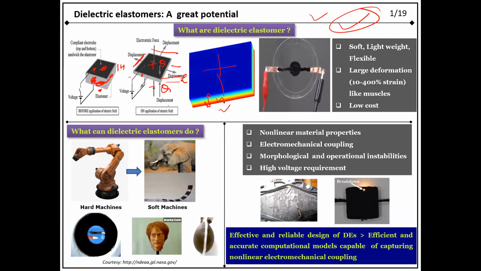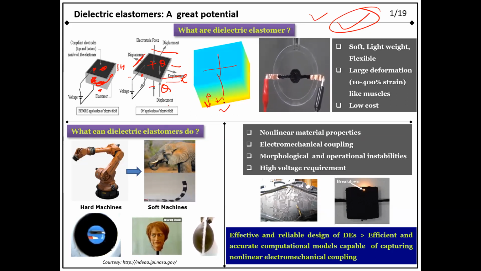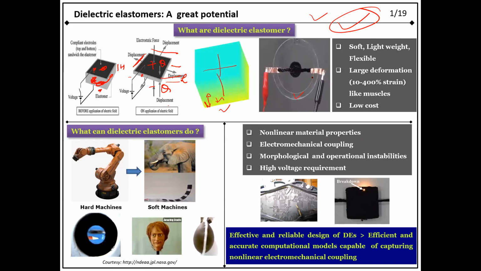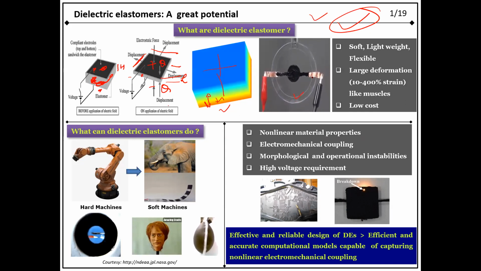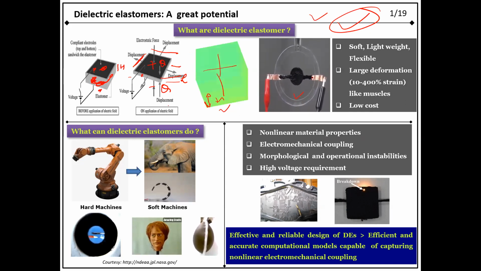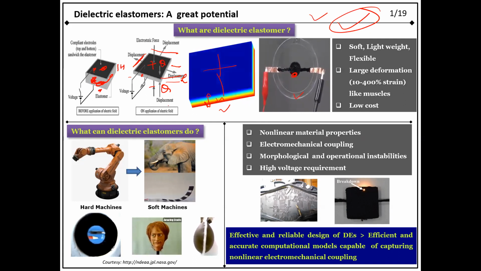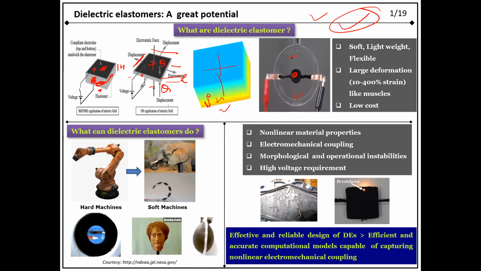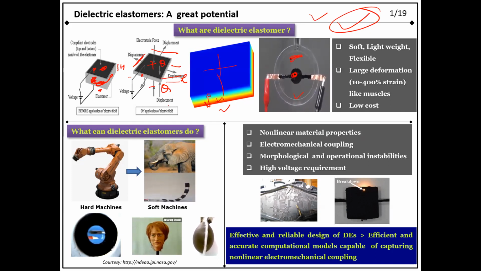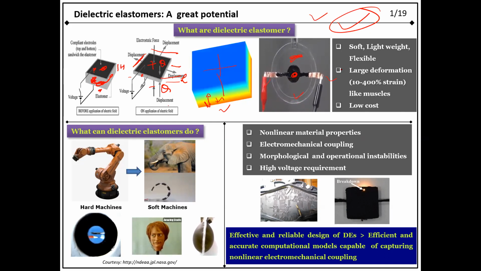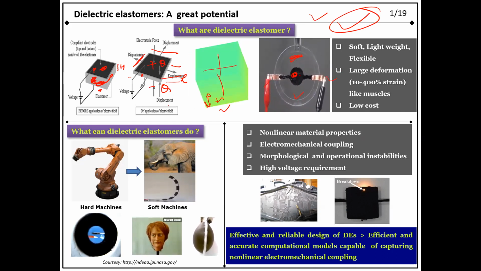Next, this one showcases the actual specimen, or the actual configuration of a dielectric elastomer actuator. Here the black color is carbon grease, which is the compliant electrode, and the white color one is the elastomeric film. These are the connections for application of the potential difference, and you can see that it is going to expand laterally and reduce its thickness.